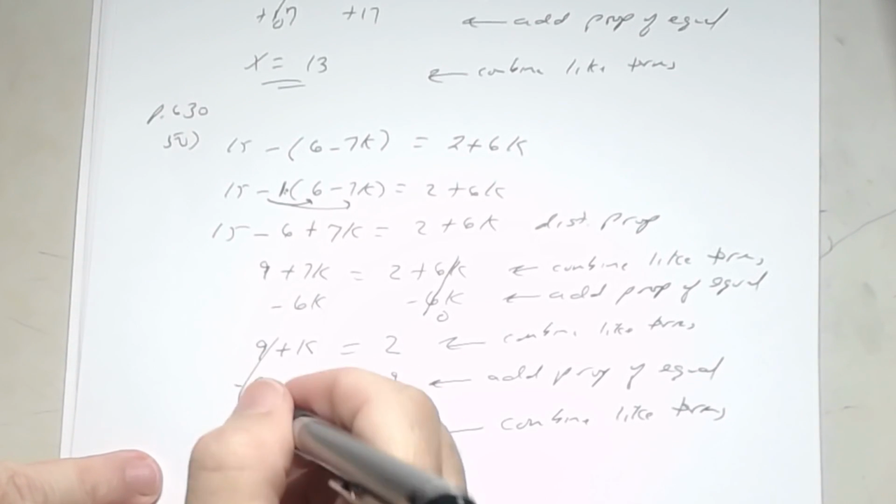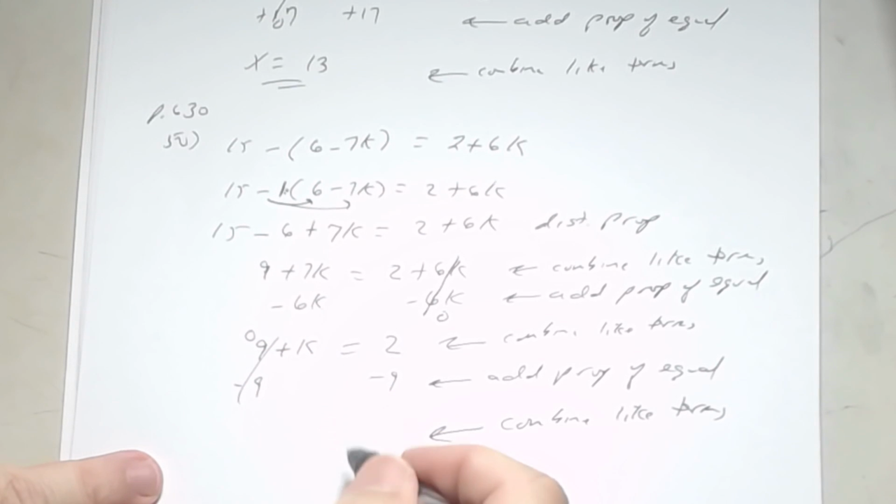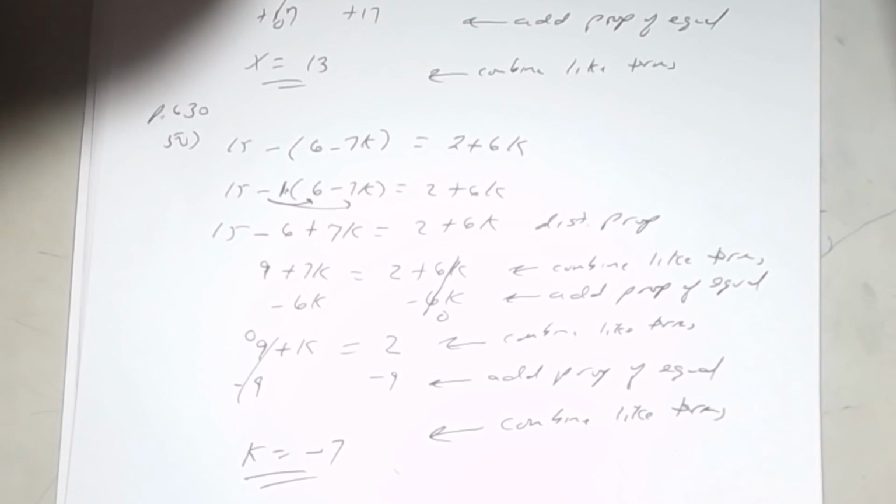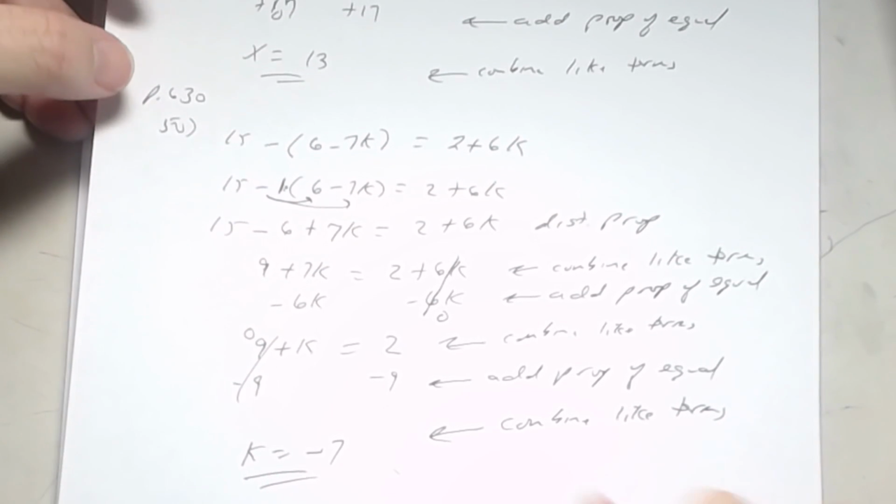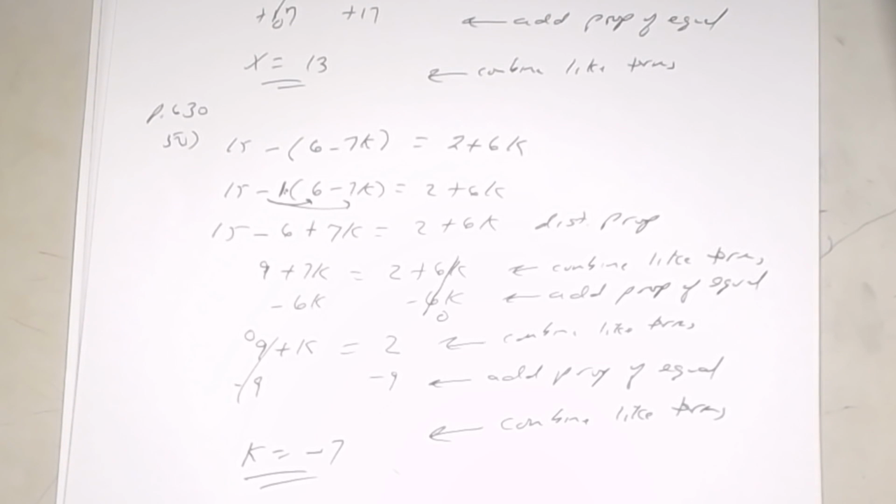Okay, what's 9 minus 9? That's what you want. And what's 0 plus k? And what's 2 minus 9? Negative 7. So there's your solution. Okay. All right, let's look at this one.